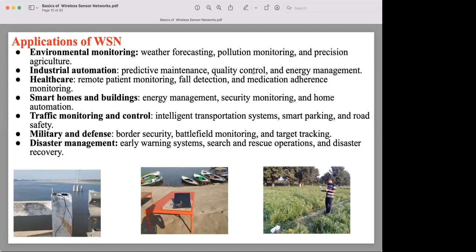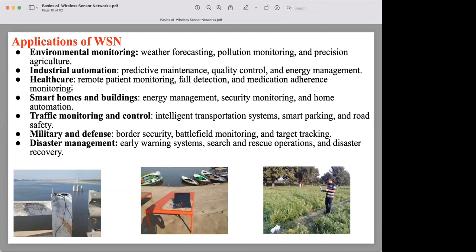Quality control is also possible, and energy management, such as cold storage monitoring, where some sensors are there to check whether such a level of cold is needed or not. So we can save energy, and some lights switch on and off automatically.